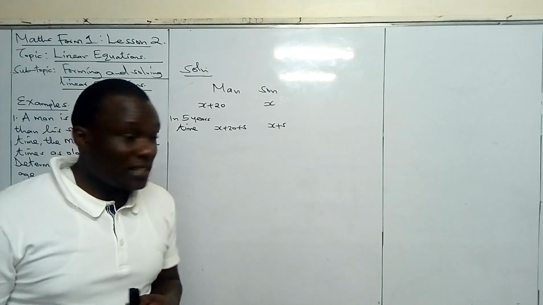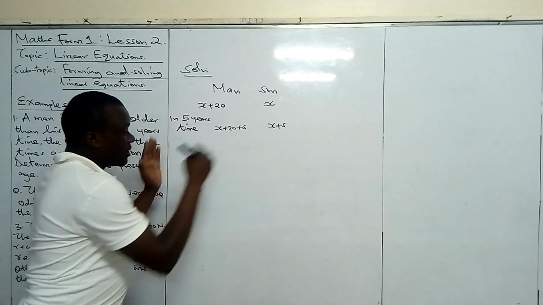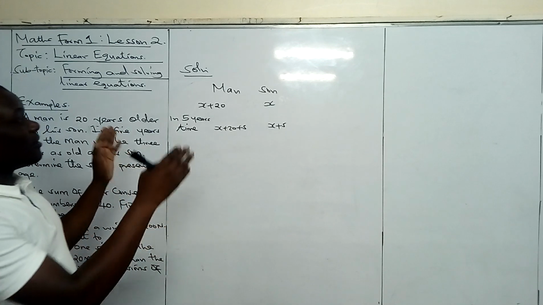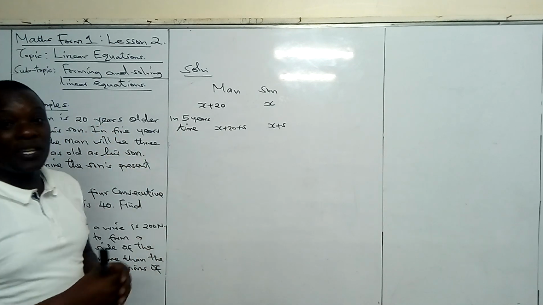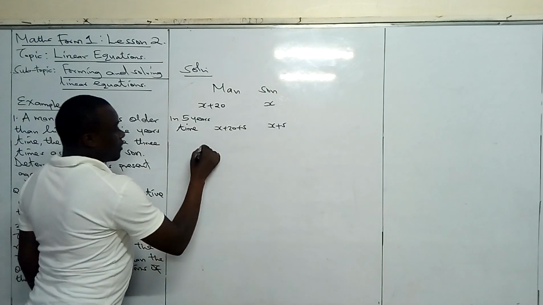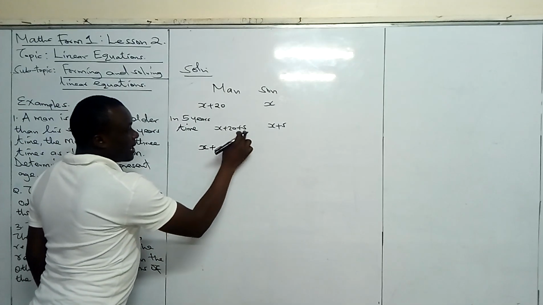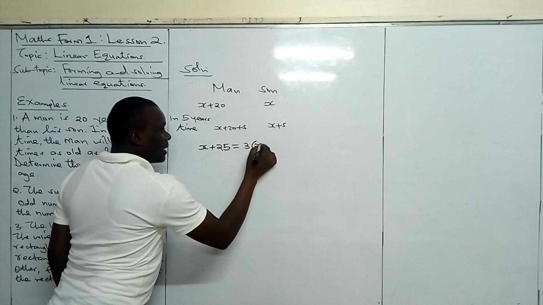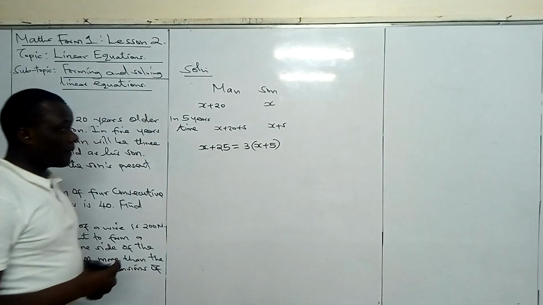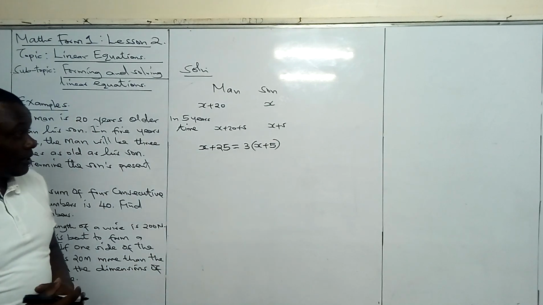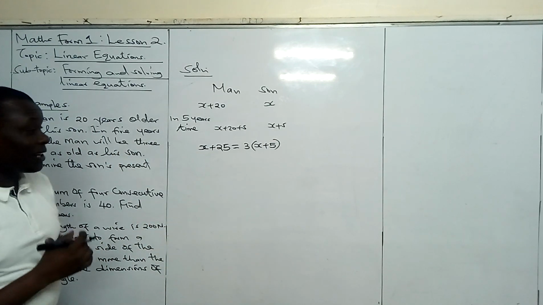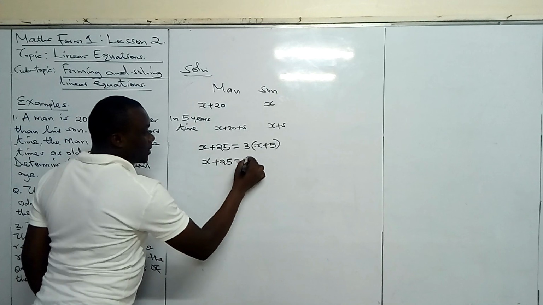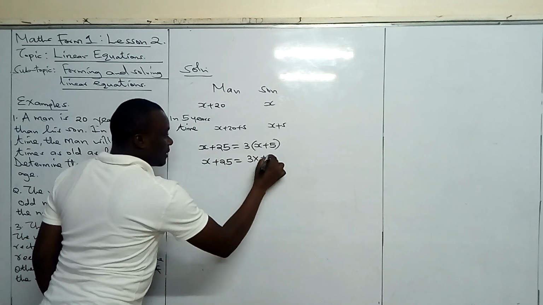What I'm trying to say is that at this given point, if we multiply the age of the son by 3, then the age of the man and that of the son will be equal. So, therefore, we will say x plus 20 plus 5, which gives us x plus 25, should be equal to 3 into x plus 5. I've just multiplied the age of the son by 3, so that now their ages can be equal. Let's open the brackets. x plus 25 is equal to 3x plus 3 times 5, which is 15.